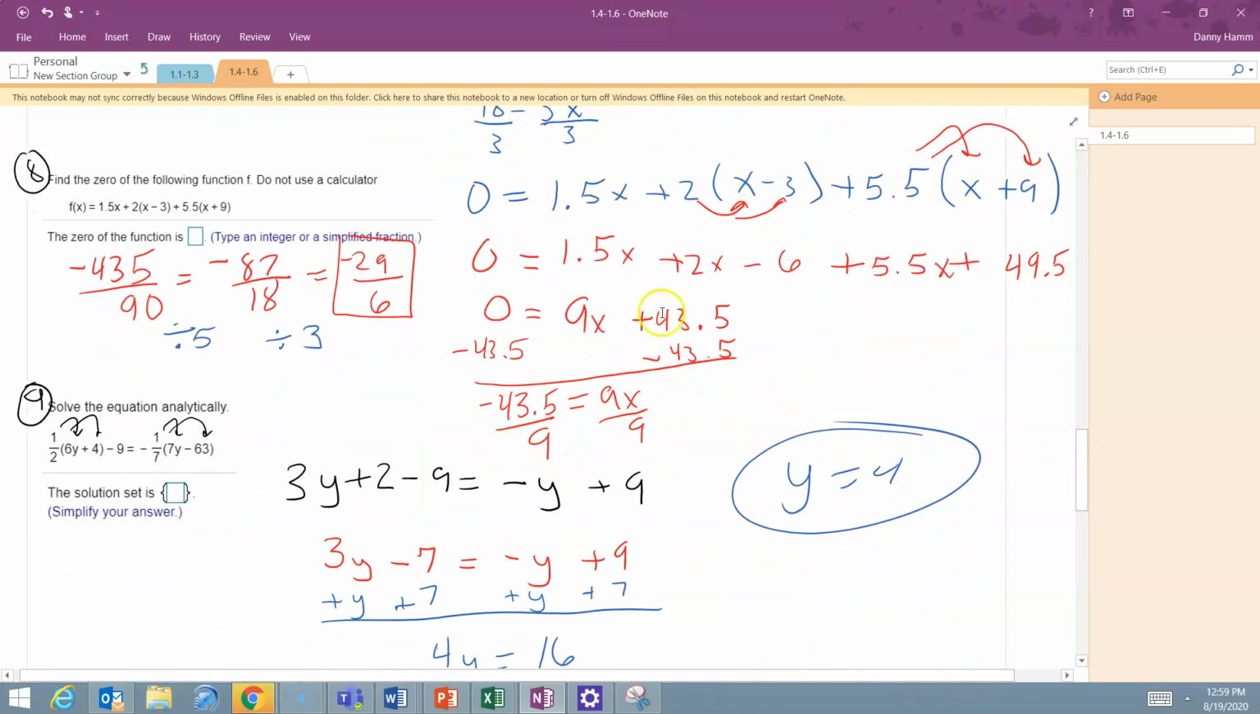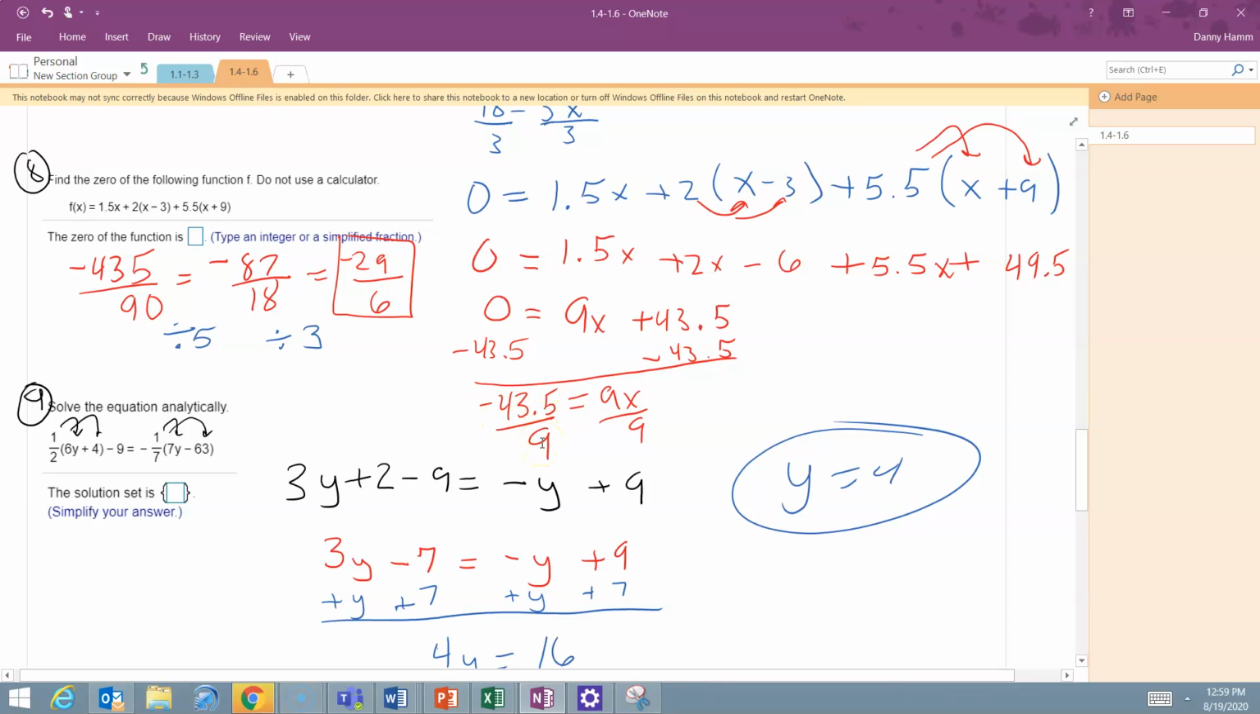And number 8, we're simply doing the same thing as above, except here we have some decimals to deal with. So we replace f of x with 0, distribute our 2 here to get 2 minus 6, distribute our 5.5 here to get this here. We collect our like terms, solve for x, and we get negative 43.5 over 9.